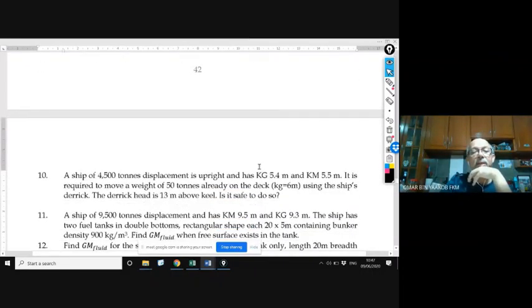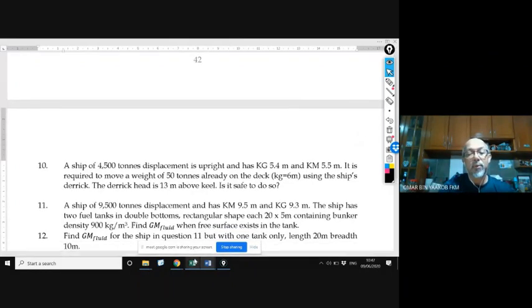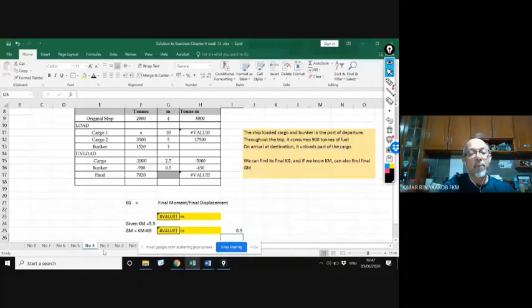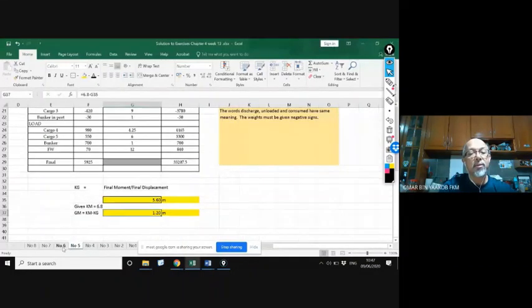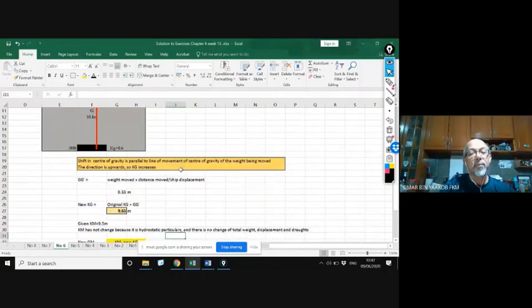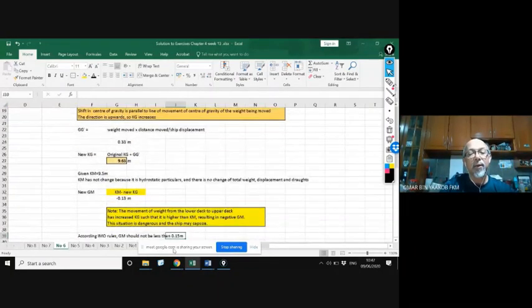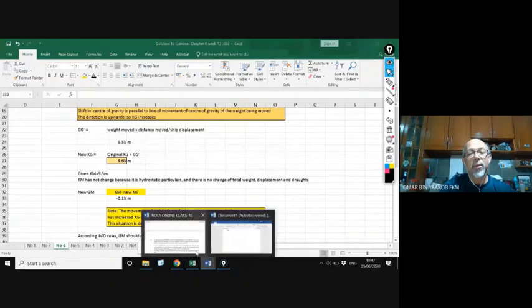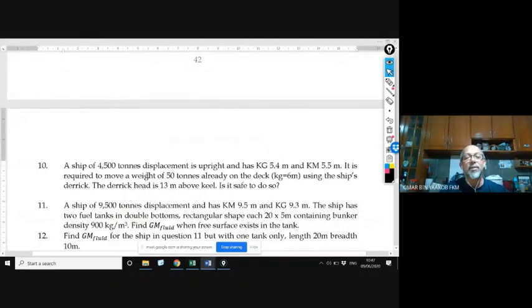Number 10 is similar to the previous example about the weight going up, which is I think number 5 or number 6, this one, that we finally get minus here, right? But the question deals with a derrick. So we have a derrick here. It is required to move 50 tons already on the deck using the ship derrick. Derrick head is 13 meters above keel.